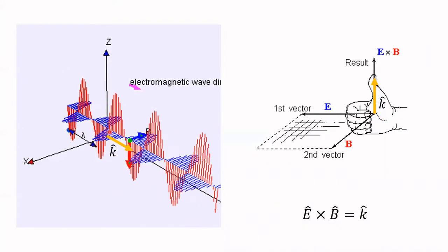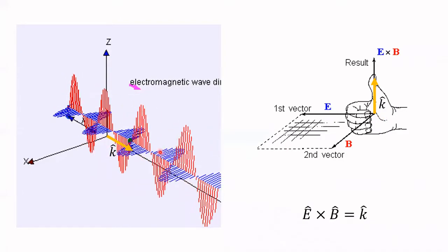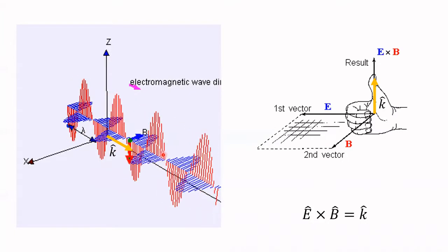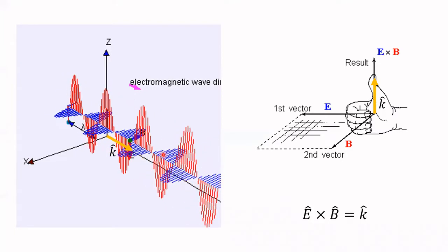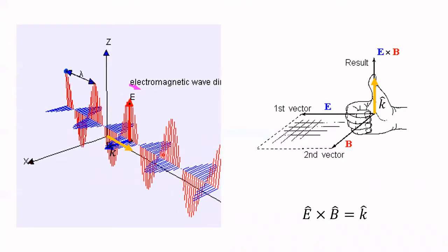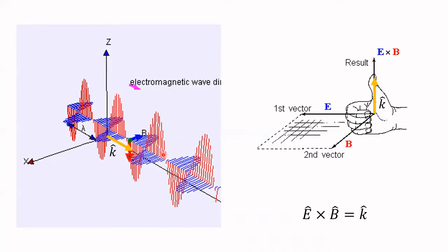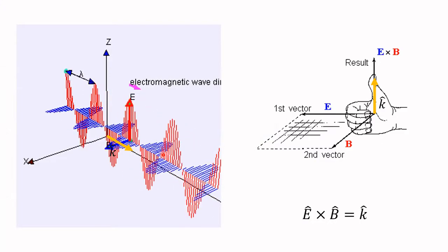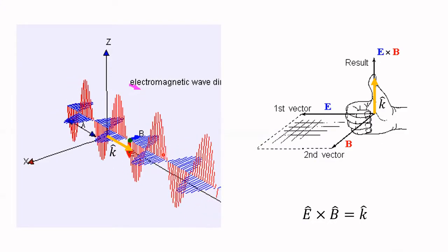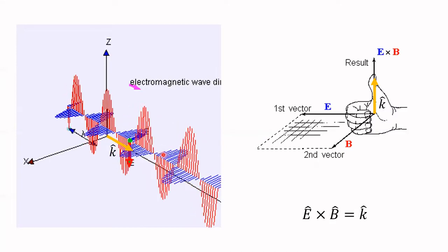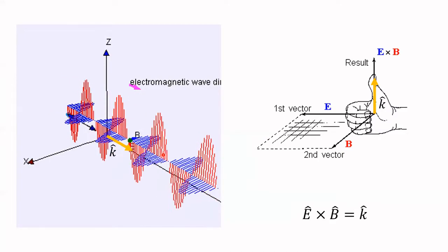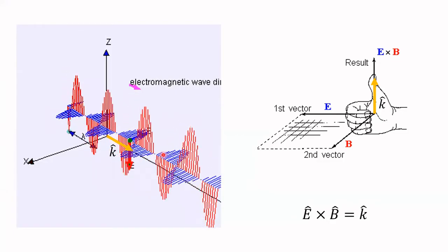Okay, so see if you can do that with your right hand. I wish I could pause the GIF, but put your 4 fingers of your right hand along E, curl them towards B, and you'll find that indeed your thumb points in the direction of wave travel. That's something you should practice with a couple examples. That's the way electromagnetic waves work in vacuum. And we know that because of Maxwell's equations. We also know it because of experiments.